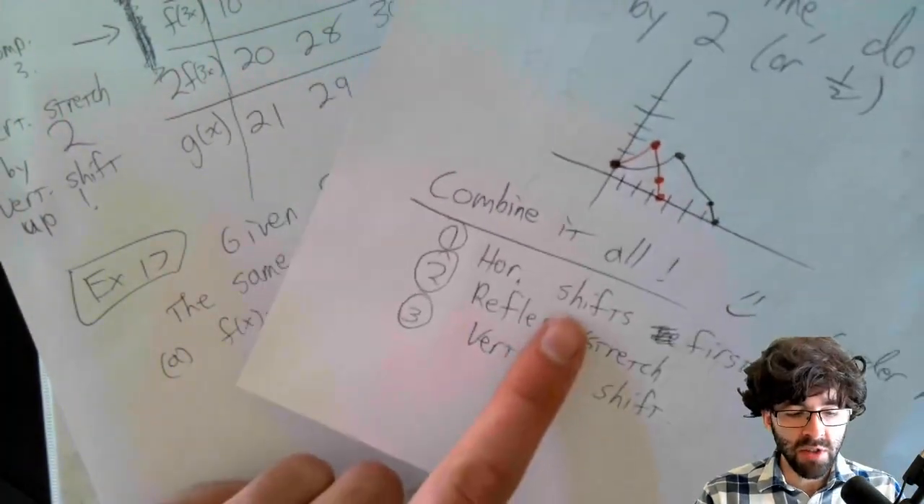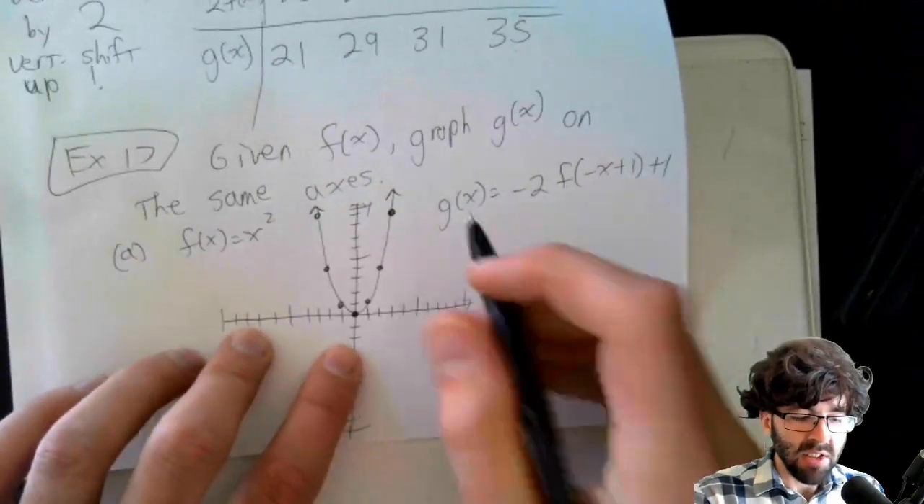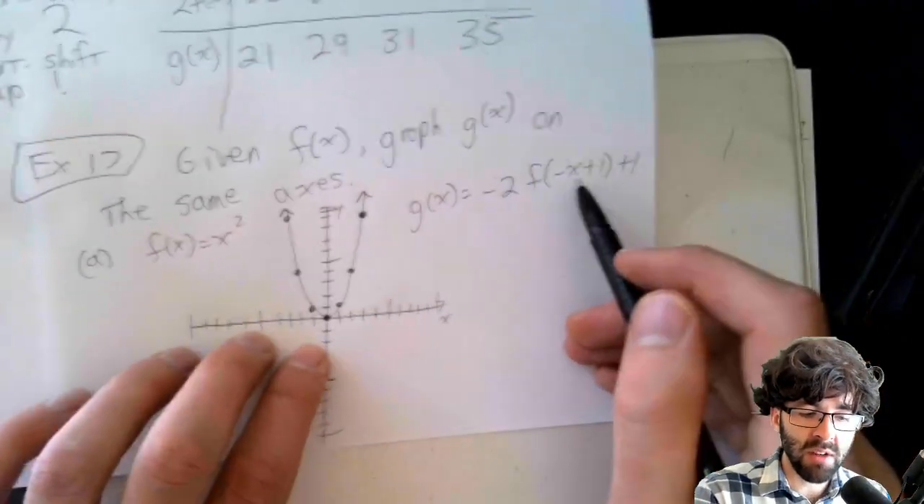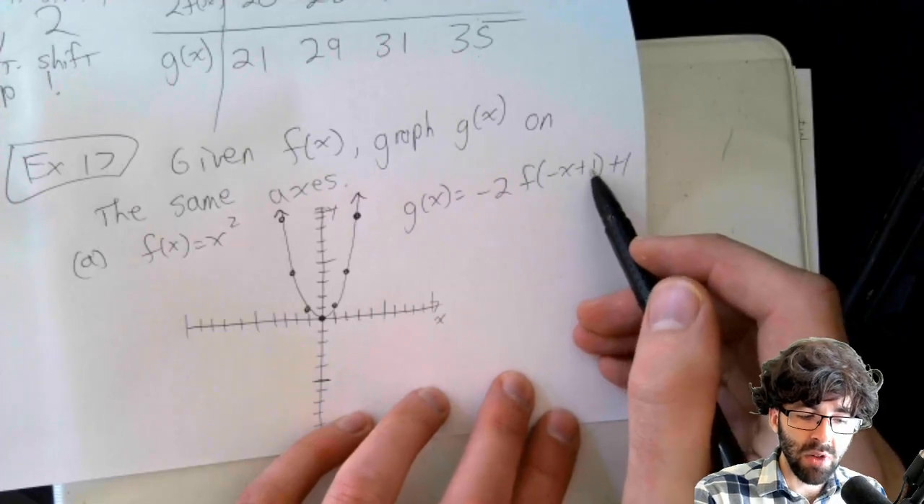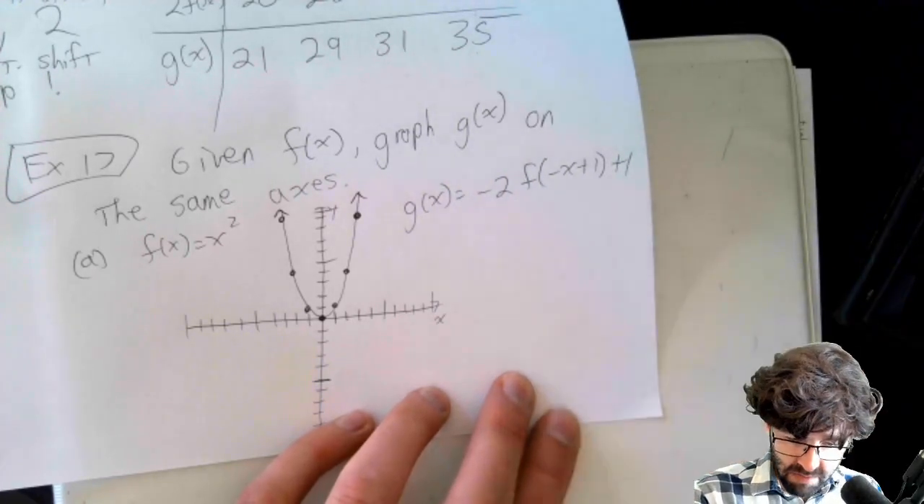Order is first do the horizontal shift. Okay? So the first thing we're going to do is take care of this horizontal shift. We're adding a plus 1 on the inside, which means it goes to the left 1 unit.